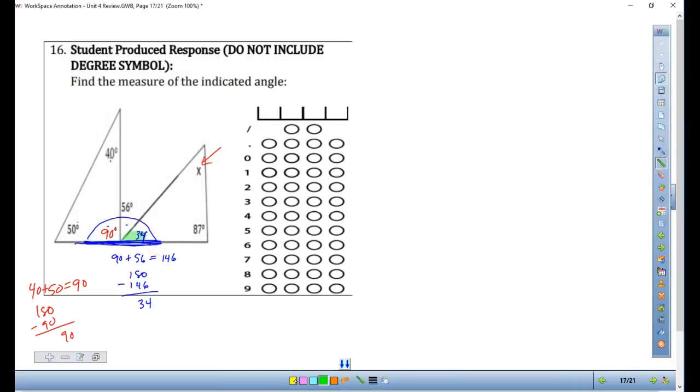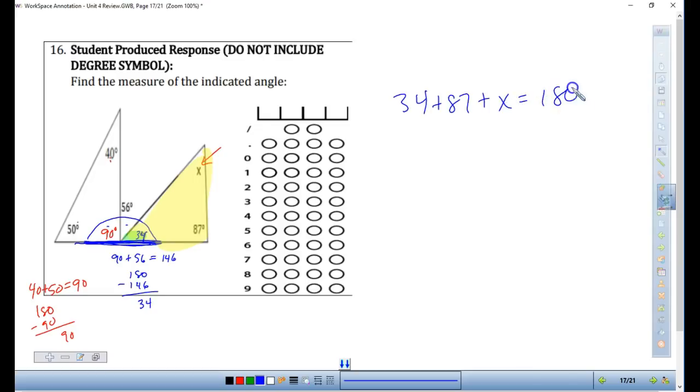And then it's easy from there because you've got a triangle with two angles in it. You've got 34 and 87, and you just have to find x. So 34 plus 87 plus x equals 180. So let's see, that's going to be 110, 121 plus x equals 180. So minus 121 from both sides. So x is going to equal 59.